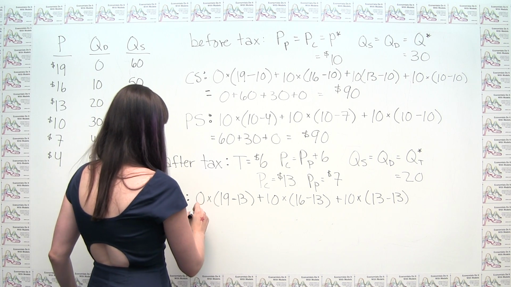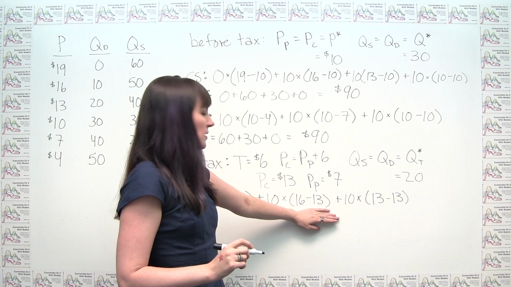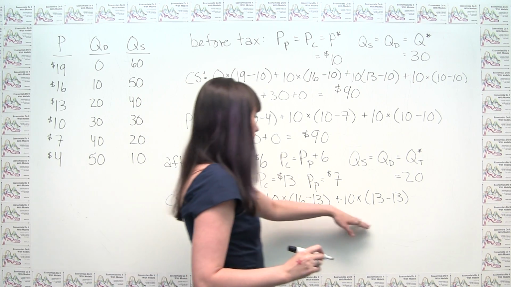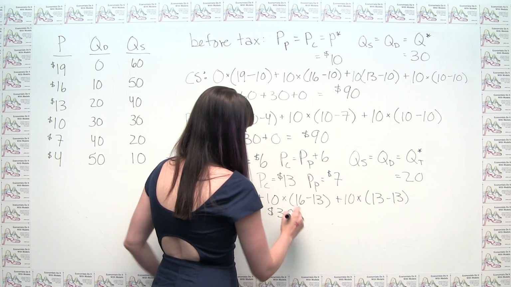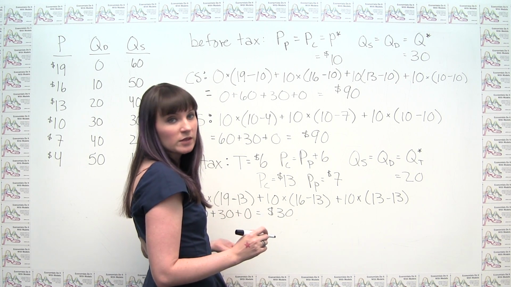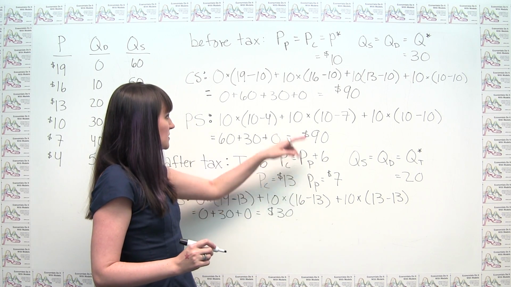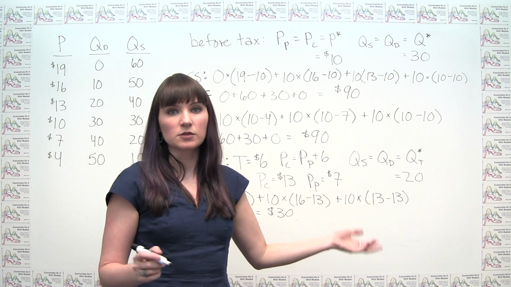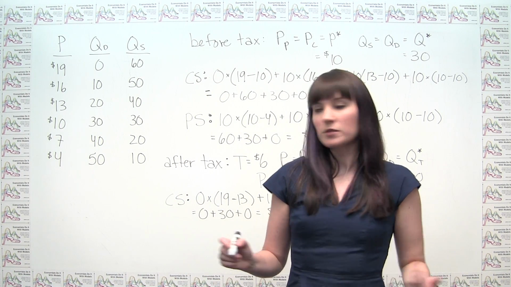And if we were to add this all up, we just get 0 plus 10 times 3, which is 30, plus 10 times 0, which is 0. We just get $30 of consumer surplus. And not surprisingly, we get consumer surplus that's less than the original consumer surplus of $90, because taxes tend to reduce consumer surplus. So now let's do the same thing for producers.